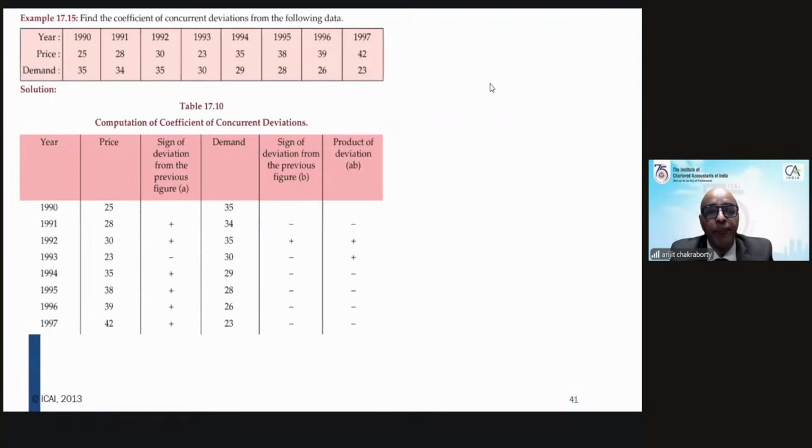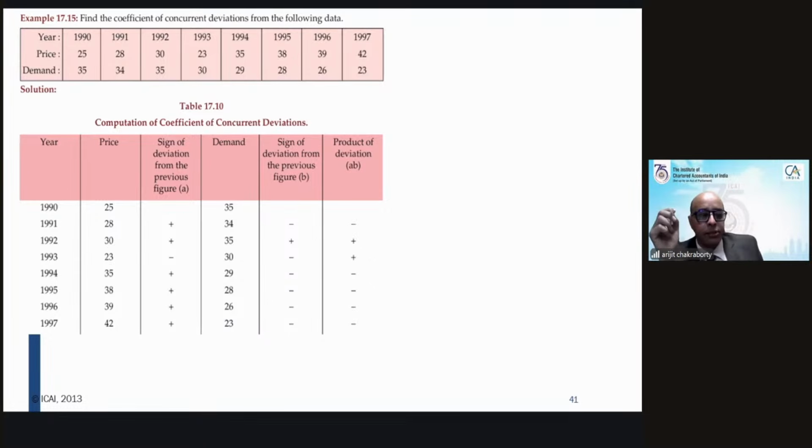So the question now is how do we calculate concurrent deviation? Let us see this example, 17.15 from the study material. Yes, how to calculate, Harendra, how to calculate the rank of sales? For the rank of sales, whoever got the highest sales, give them rank 1. Whoever got the second highest, rank 2, rank in this way. Okay. Find the coefficient of concurrent deviation. Please see here. First of all, price is given and demand is given. Please see, here for concurrent deviation we will focus on the sign, positive sign and negative sign.